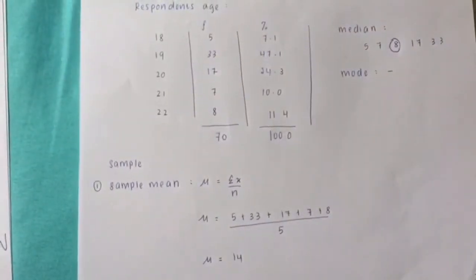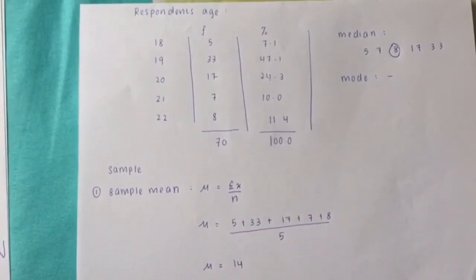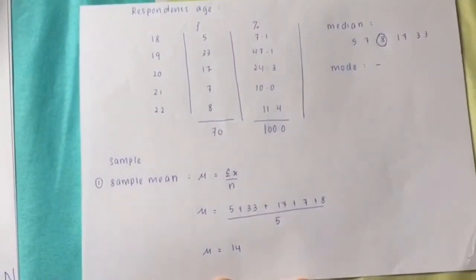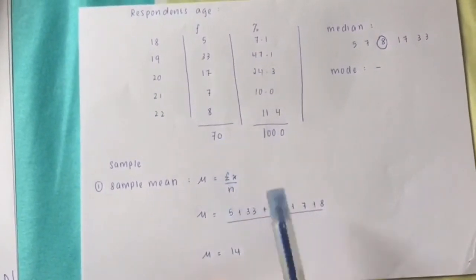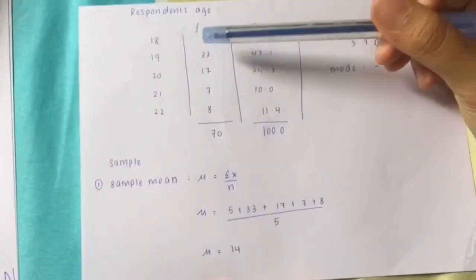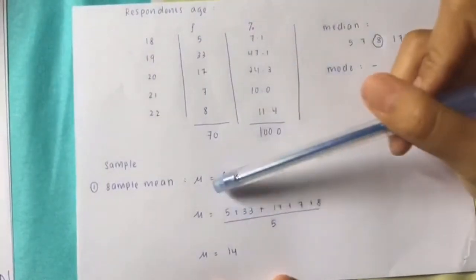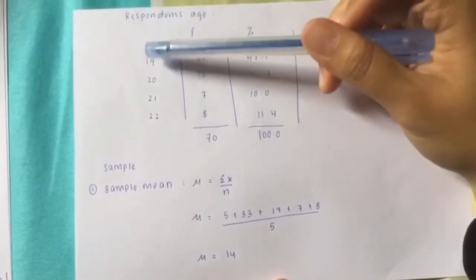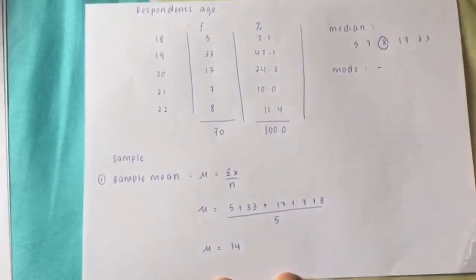Measures of central tendency are divided into three parts: mean, mode, and median. To count the sample mean, since this is sample data, mu equals summation of x over n, where summation of x is the sum of all the frequencies here, and n is the total number of data. Here, as we can see, there are 5 data. We add all of this and divide by 5, so we get the sample mean mu equals 14.